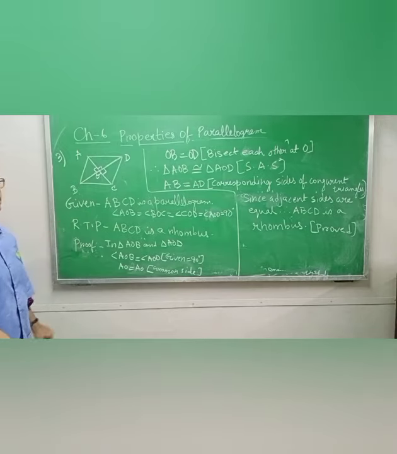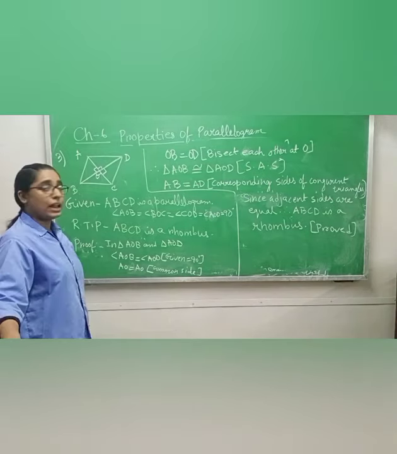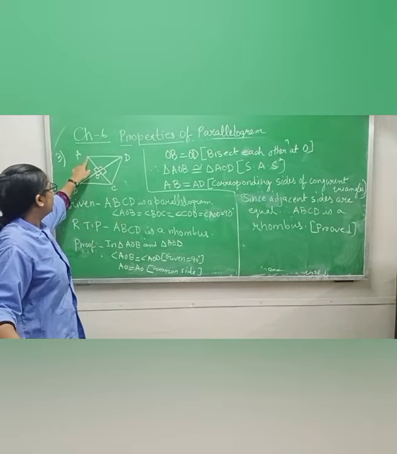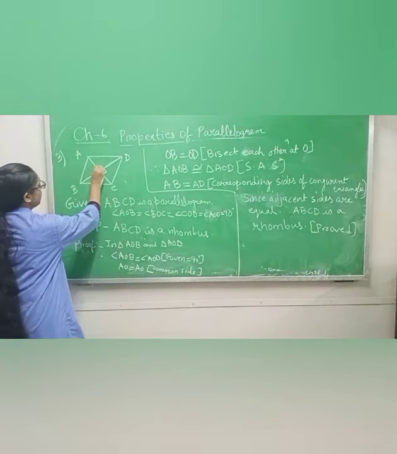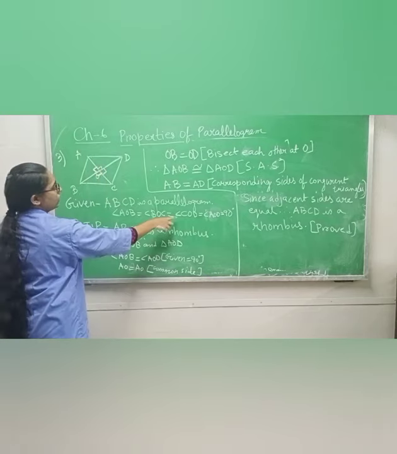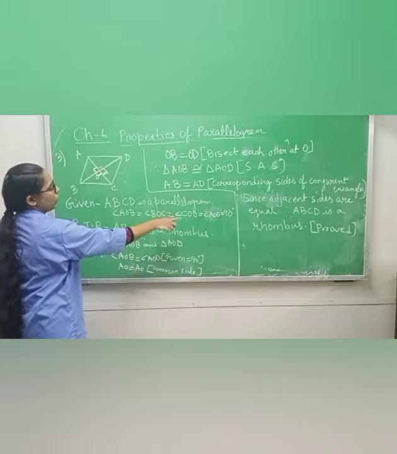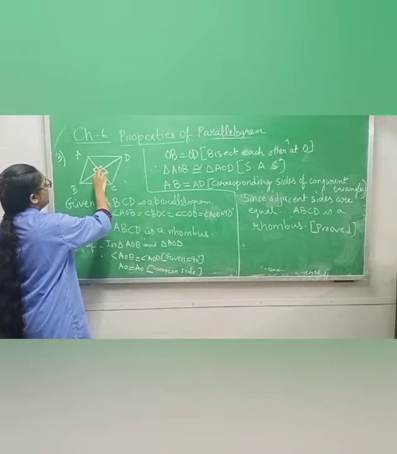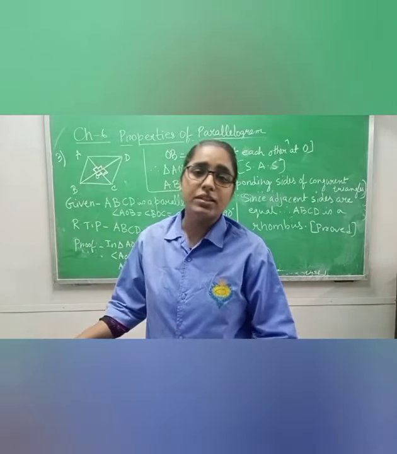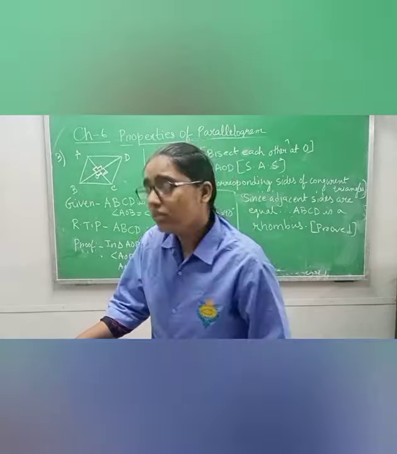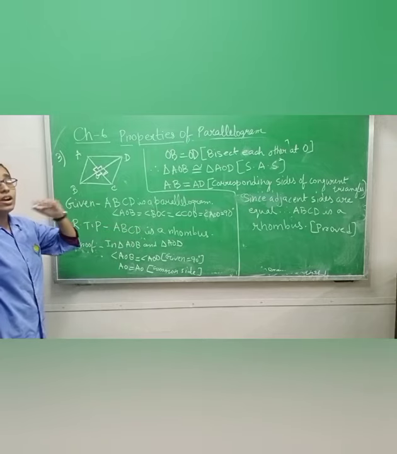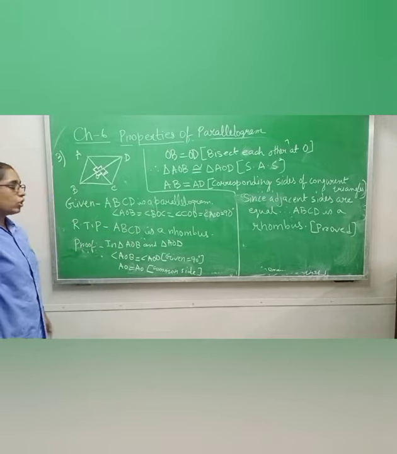Now what I have written in the given part: ABCD is a parallelogram. Angle AOB equals angle BOC, angle COD, and angle AOD. These four angles are equal. Why are they equal? Because all are making 90 degrees, it means they are intersecting at right angle. Now RTP: we have to prove that ABCD is a rhombus. Now the proof.